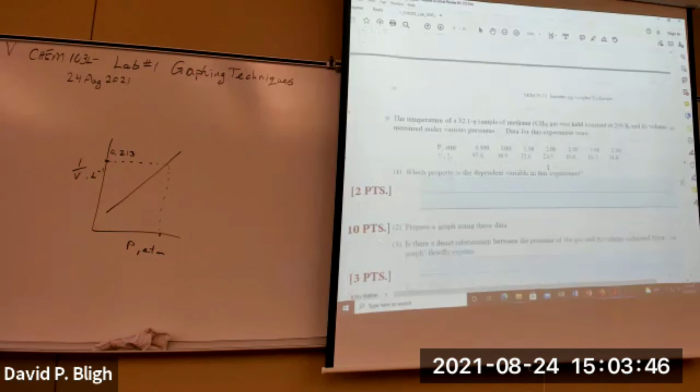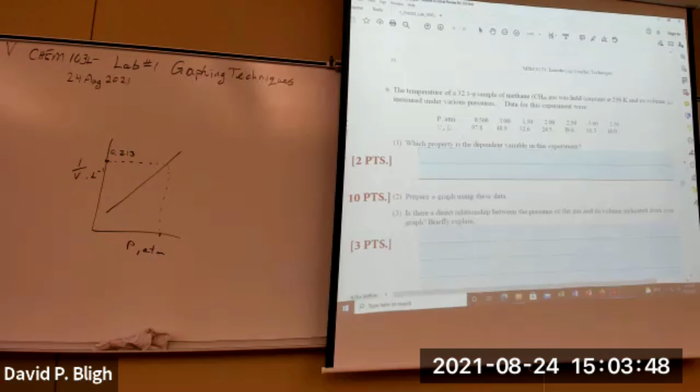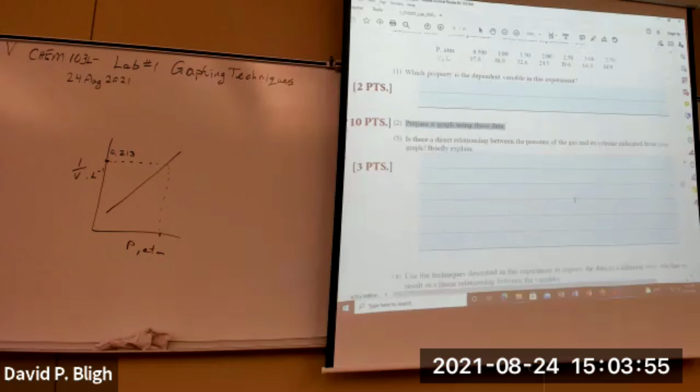Okay. Let's see. This is pressure volume, right? So you're going to have to draw a graph. Right? That's what this one is right here. Draw the graph and then use it to answer the rest of the questions.